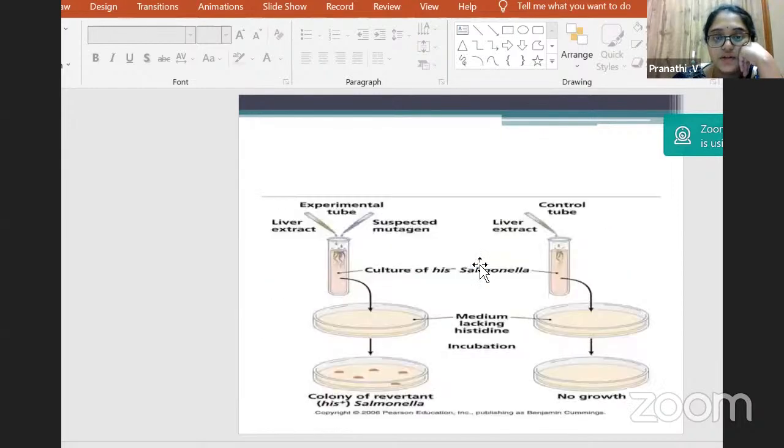Different kinds of mutations. This is the Ames test, like I told you. Colony of this reverted Salmonella, no growth. Anyway, when it comes to mutagens and carcinogens, mutagens cause mutations, carcinogen is cancer causing.